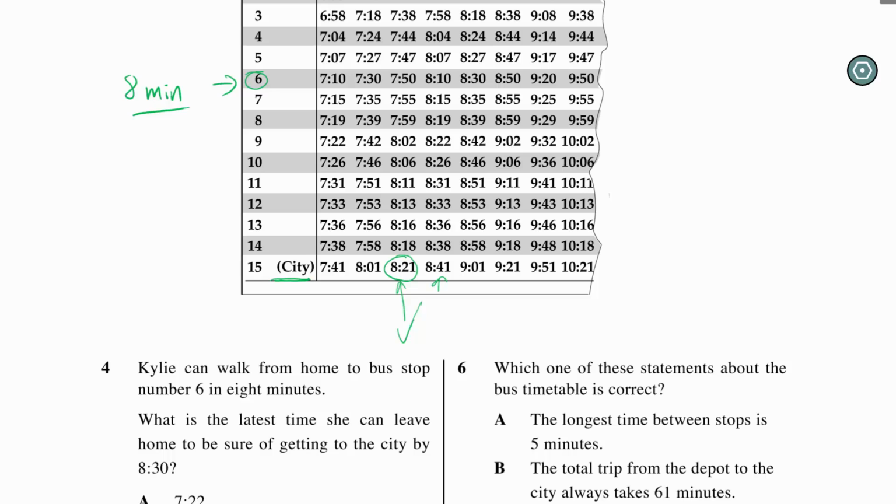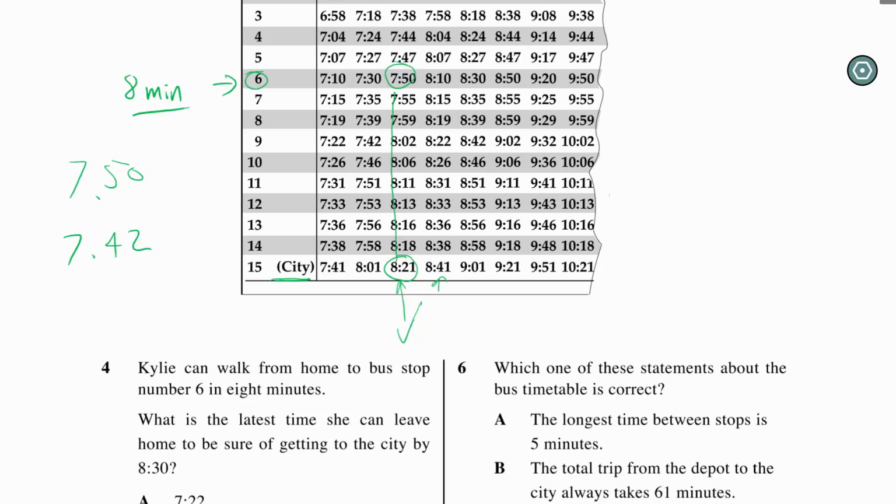if we just trace it back up, you can see that this bus arrives at her location at 7:50. Now, if the bus arrives at stop number 6 at 7:50, then she will have to leave home 8 minutes before that. So she'll have to leave home by 7:42. The latest she can leave home is 7:42. If she leaves any later than that, she's going to be late.